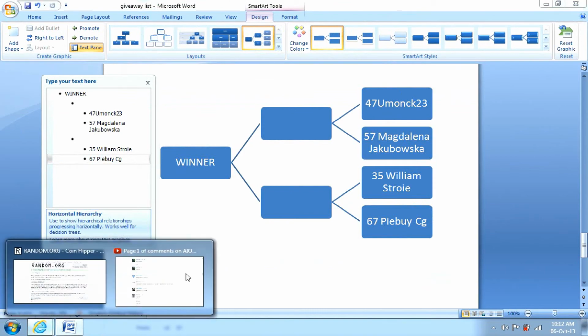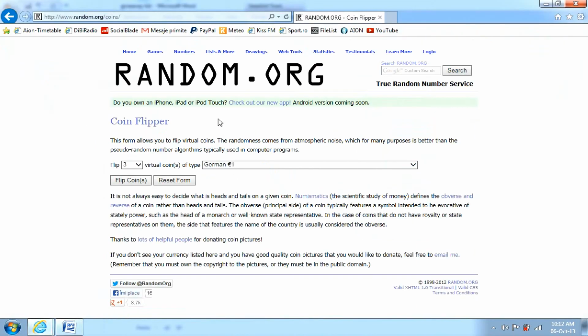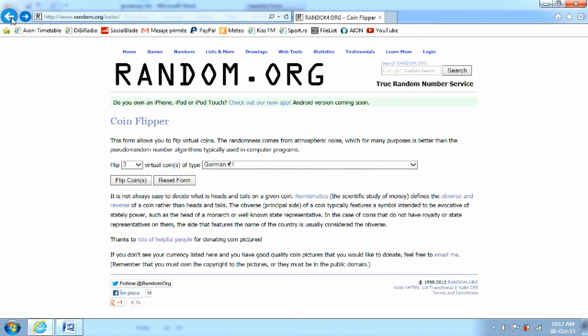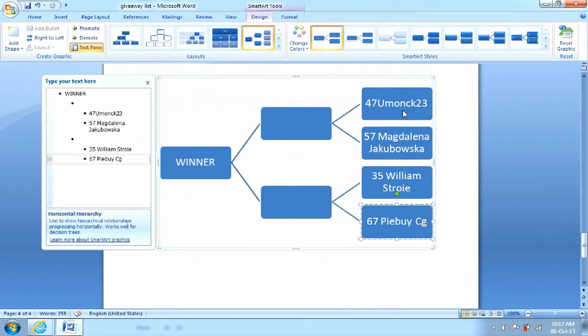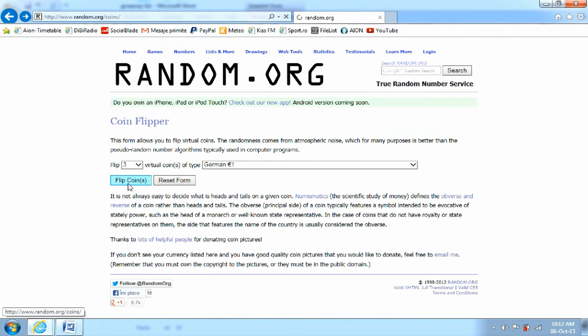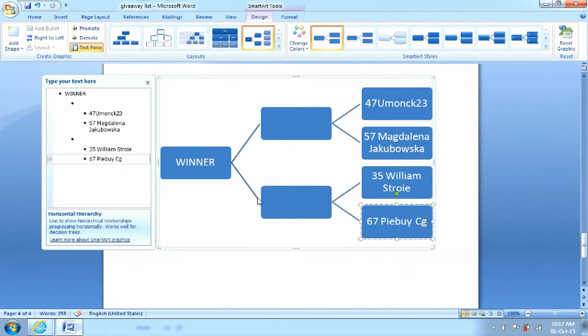Umong versus Magdalena Jakubowska. Oh, not this one. Random name generator. Flip coins. Oh, mistake. So, Umong is tail meaning the number, and Magdalena Jakubowska is head meaning the bird. Good luck to both of you. Umong goes further because he got two tails.